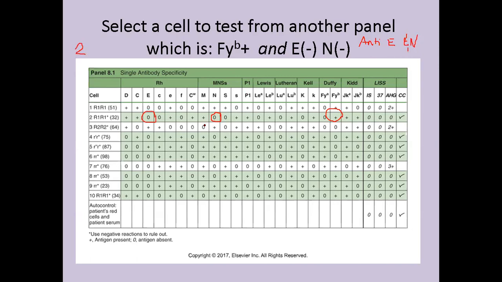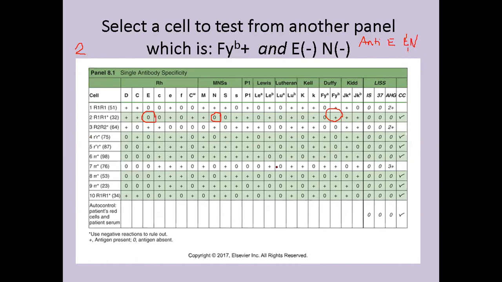Okay, let's see if we have any others we can use. Can't use cell 3, it has E antigen. Let's look at cell 4. Negative for E, negative for N, but no Duffy B. Okay, so that won't help us out. And I can see that the next 2 cells don't have Duffy B antigen either, so we won't even look at them. So let's look at this one, cell 7.